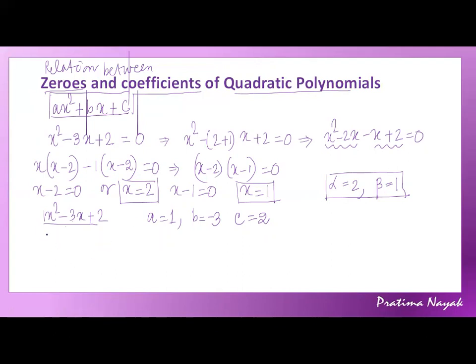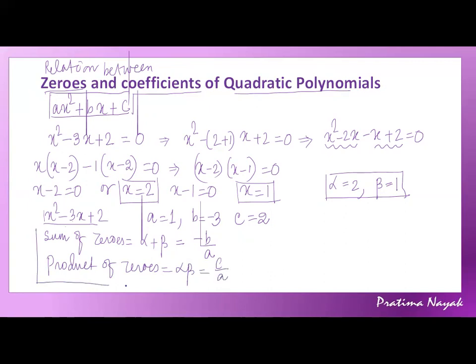Now the sum of zeros, alpha plus beta, is always equal to minus b by a. And the product of the zeros, alpha into beta, is equal to c by a. So this is the relation between your zeros and coefficients of a quadratic polynomial.